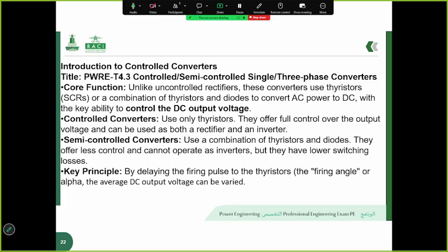The firing angle is the delay in degrees between the natural commutation point where a diode would turn on and the point at which the gate pulse is applied to the thyristor. By increasing the firing angle, the conduction period of the thyristor is delayed, which reduces the average DC output voltage. This allows for continuous and smooth adjustment of the DC output from maximum at alpha equal to 0 degrees to 0 at alpha equal to 90 degrees for a fully controlled converter with a resistive load.